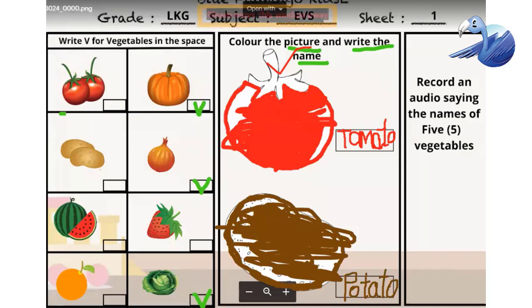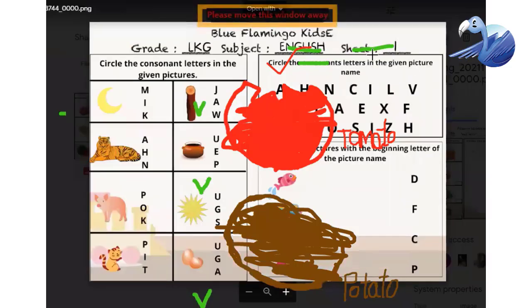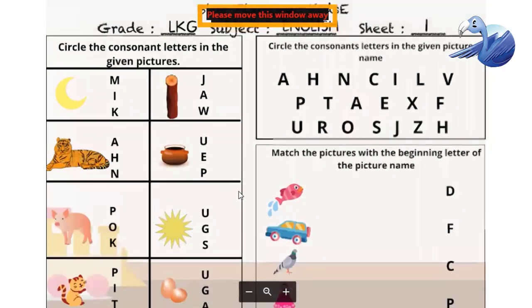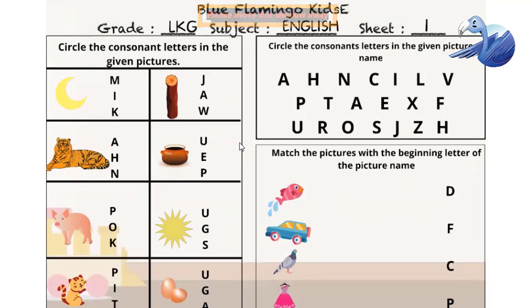Now let's move to the next worksheet, students. Now this is the English worksheet, students. Last week, students, we completed vowels, no? What are vowels? Vowels are A, E, I, O, U. These are vowel letters.